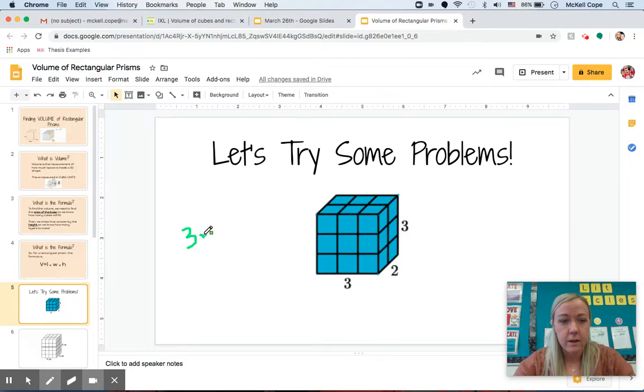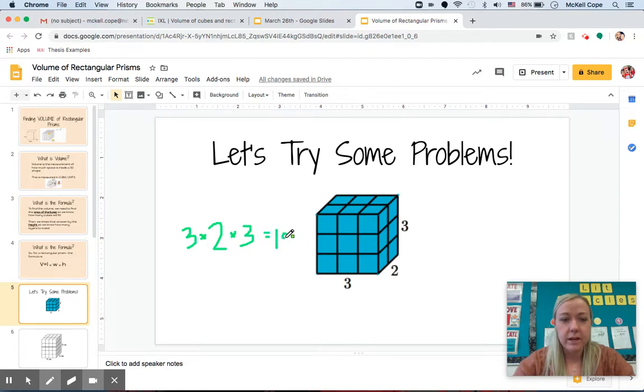So 3 times 2 is 6. And then I'm going to times that by how tall it is because it's going to be repeating itself 3 times. So I'm going to times it by 3. So 3 times 2 is 6, and 6 times 3 is 18.